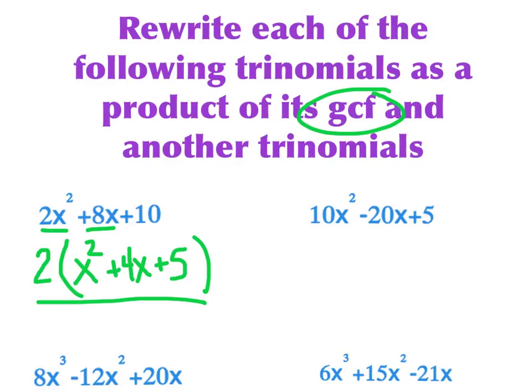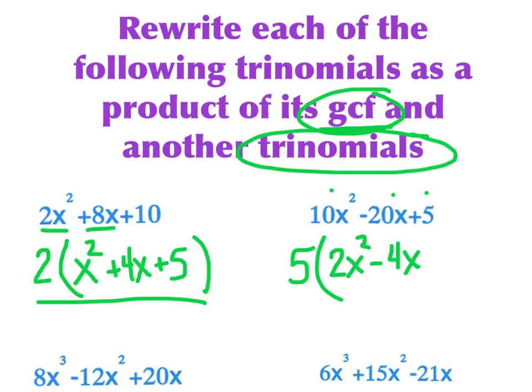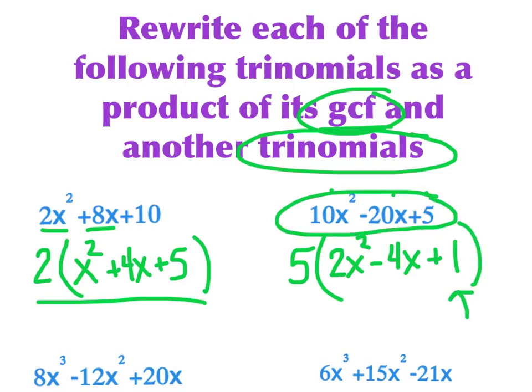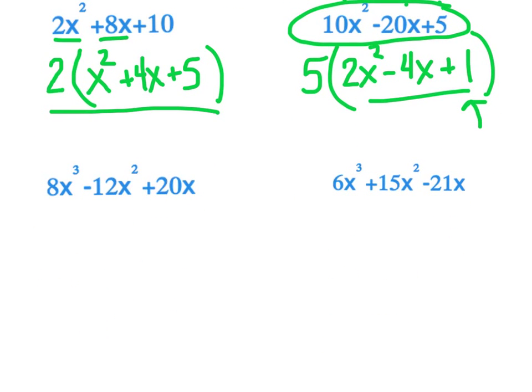In the next example, let's see. I could pull out a 5, I think. So I'm going to say 5 times what is 10x squared? 2x squared. 5 times what is 20x? Minus 4x. Now here's where people sometimes fall apart. Remember, you have to rewrite this as a GCF and a trinomial. You had 3 pieces. 5 times what is 5? 1. Make sure that plus 1 is there. If you started with 3 terms in here, you better end with 3 terms in here. Alright, same idea. Good luck, try those 2, and we'll compare in a few moments.